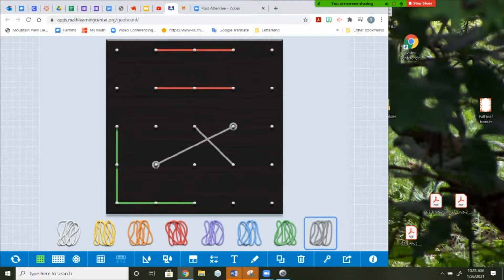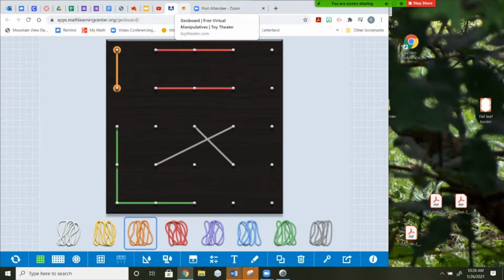Okay, let me try orange now. I'll put them up here. All right, I've got two of them on there. You saw me put them on there. So are they parallel, perpendicular, intersecting, or straight lines? Right. Yeah, they're straight because they're on top of each other, aren't they? Okay. All right. So let's see if this is there. No, that was not there.